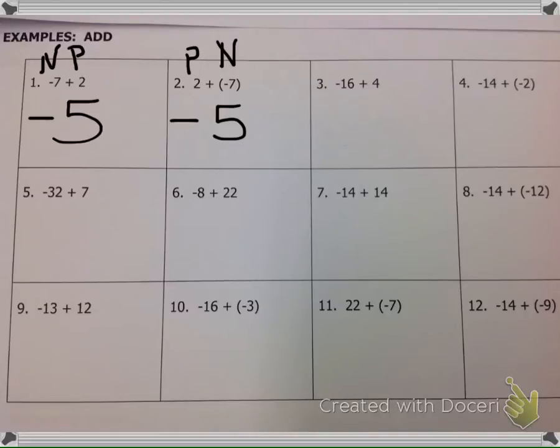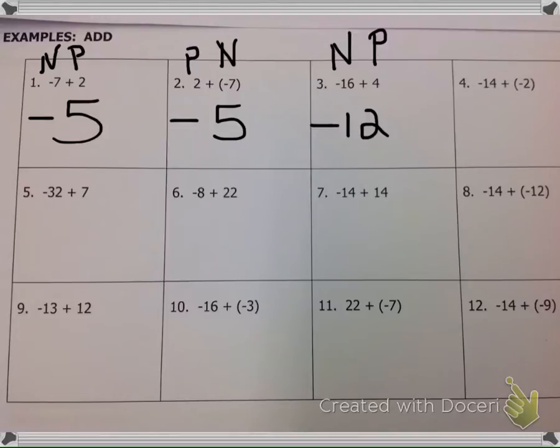Number 3, we have -16, that's a negative, plus 4. 4 is positive. We have same signs or different? We have different signs, subtract. 16 minus 4 is 12. Take the difference of the two numbers, and you're going to take the sign of the larger number. What number's bigger, 16 or 4? 16's bigger, so my answer is negative.